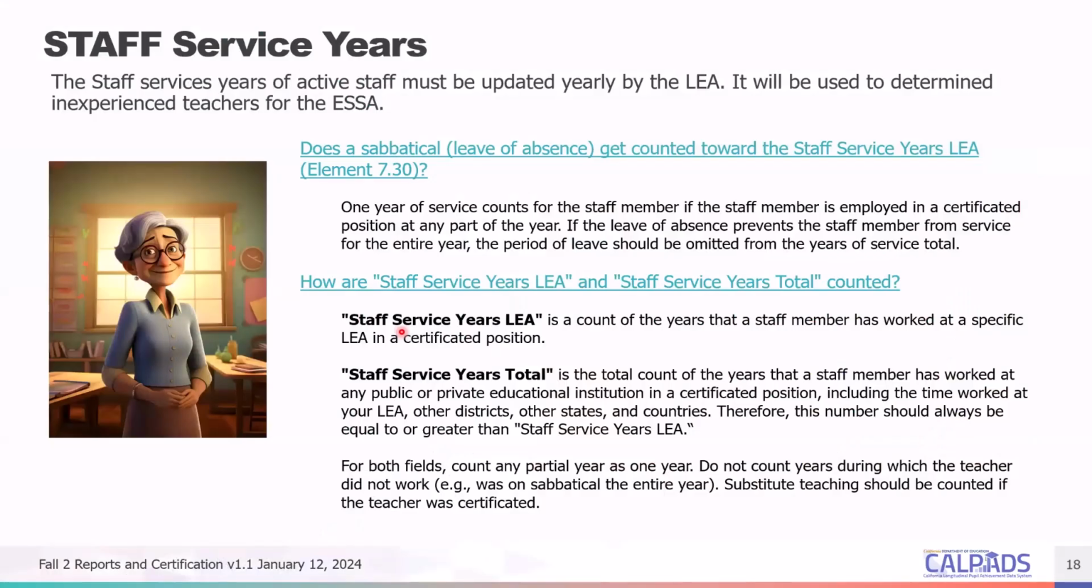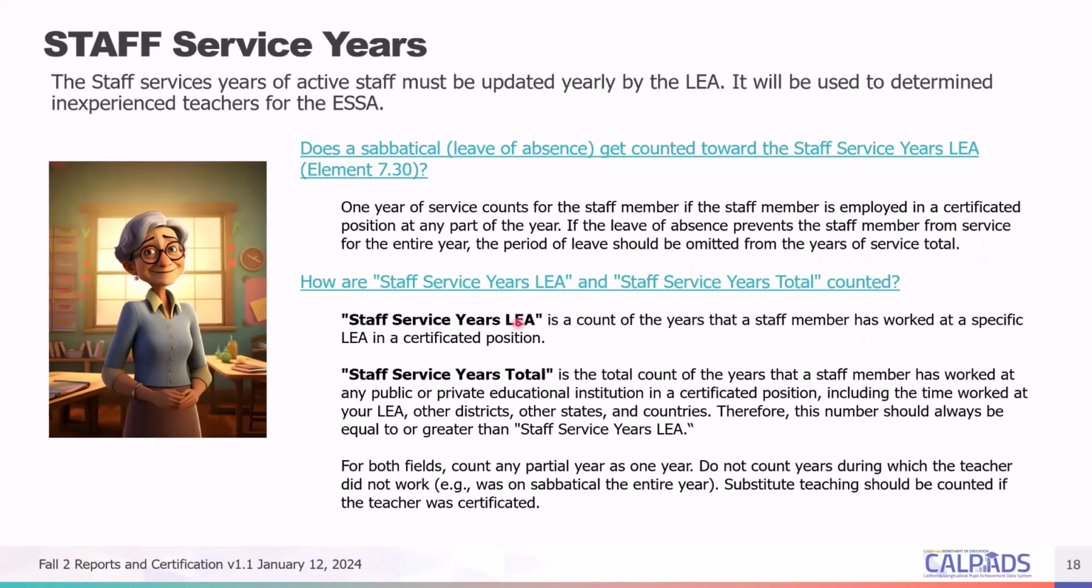Okay. So here is just some of the guidance that we have in the CALPADS FAQ regarding staff service years. The reason why we're putting this here is because we have numerous questions on the service desk about staff service years, especially with the leave of absence. So in summary, it says that if a staff member is on a leave of absence, 1 year of service counts for the staff member if the staff member is employed in a certificated position at any part of the year. If the leave of absence prevents a staff member from service for the entire year, the period of leave should be omitted from the years of service total.